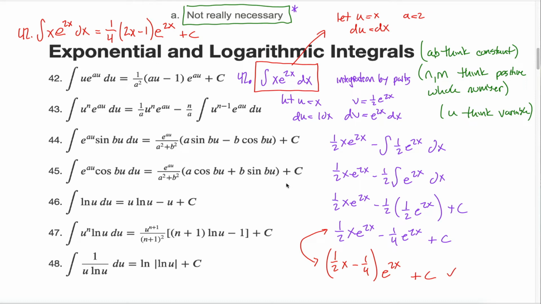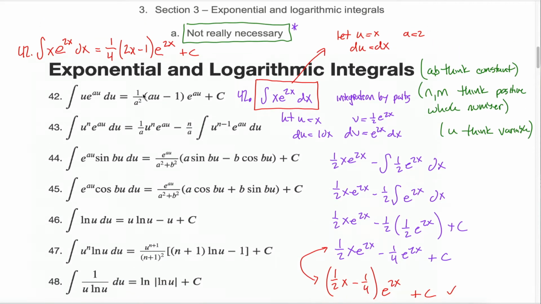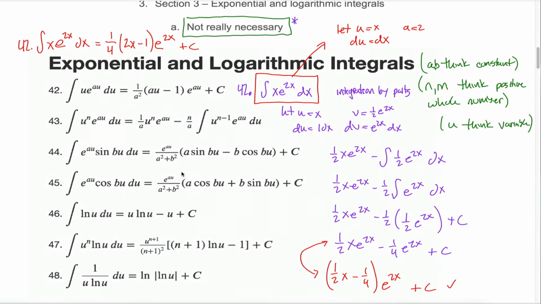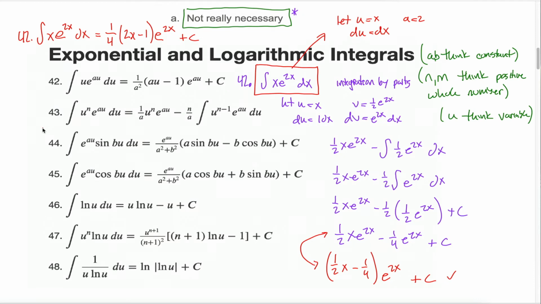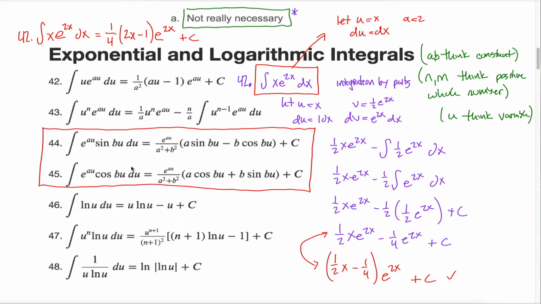The point that I'm trying to make is, these are equations that tell you the value of different integrals. In this specific case, section 3, all of these different integrals are things you could already figure out, with the exception of 44 and 45, because we haven't looked at trig functions. But if we did look at trig functions, you would have been able to figure out 44 and 45. 42 is really just integration by parts. In fact, 43 is also just integration by parts.